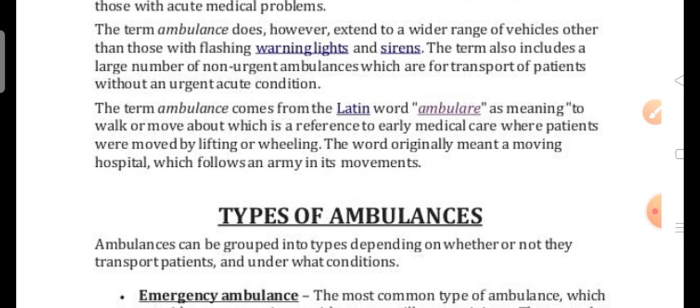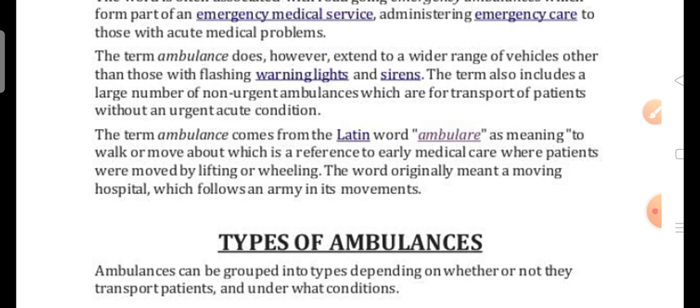The term ambulance does however extend to a wider range of vehicles other than those with flashing warning lights and sirens, which we observe and hear. The term also includes a large number of non-urgent ambulances, which are for transport of patients without an urgent acute kind of problem. That is the reason, if there is a full rush or traffic, people hearing these sounds, warning lights and sirens give space for them.